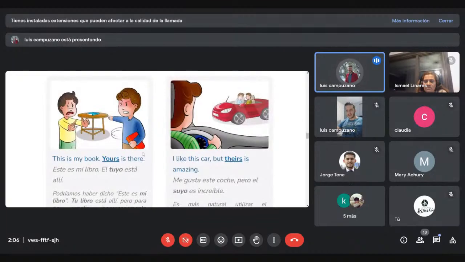So here is another example. This is my book. Yours is there. Yours, ¿a qué se está refiriendo? Su libro. El suyo está allá. El libro. I like this car, but theirs is amazing. I like this car, but theirs, ¿a qué está refiriendo? De ellos, pero el de ellos es asombroso.